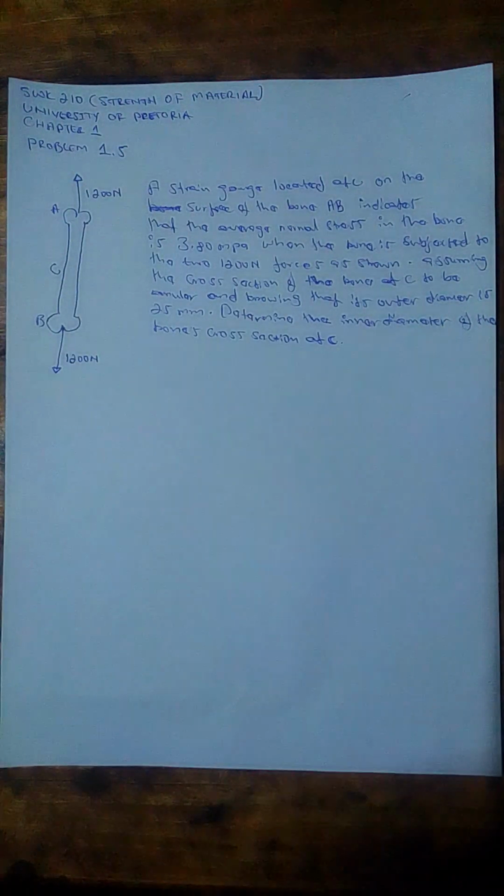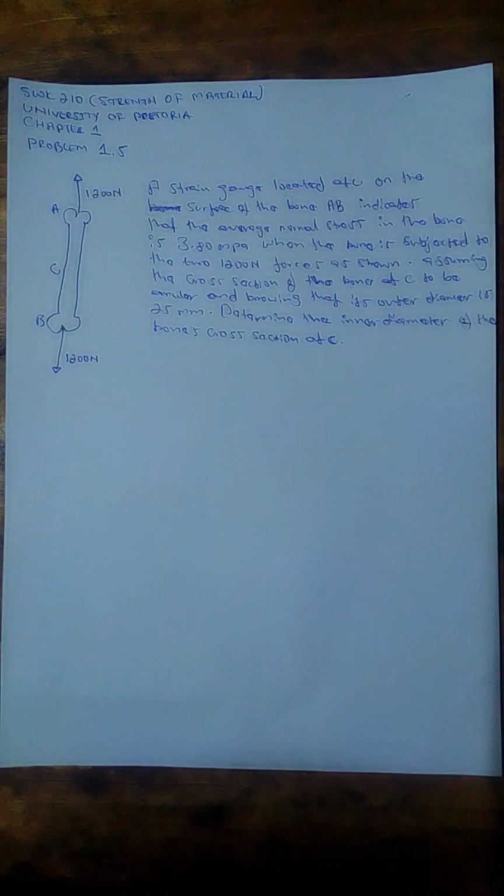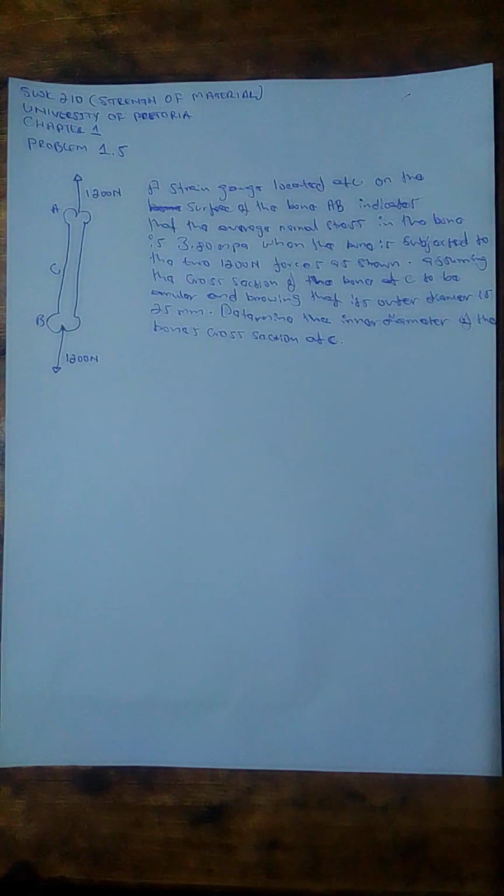So basically here they are telling us that the bone is hollow, so it's annular. They are telling us that the outside diameter of the bone is 25 millimeters. Now they need the inside diameter of the bone.